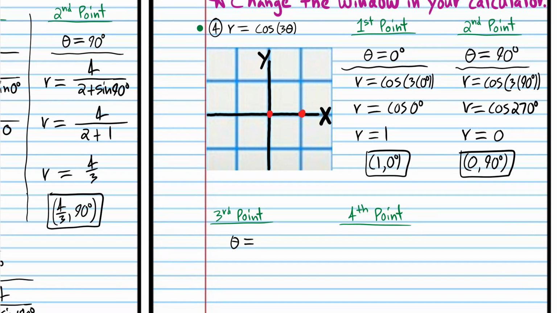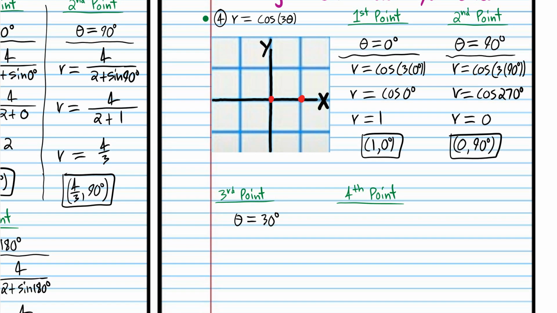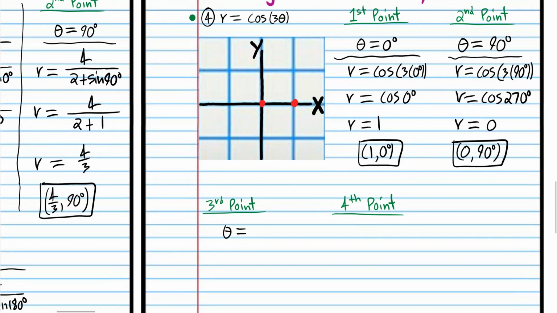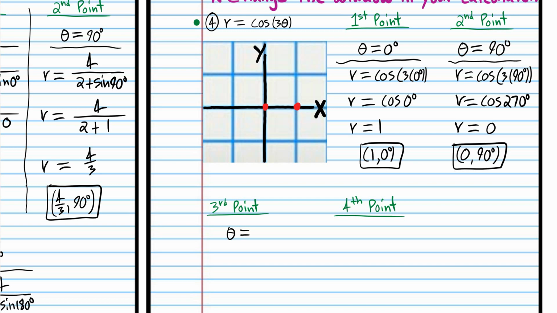So what should we choose now? We want to produce a quadrantal angle if we can. If we choose 30 degrees, that will give us a quadrantal angle, but that will just give us 0. Cosine 90 is 0, so that's not really going to do anything for us. If the r value is 0, we're just going to get the same point at the origin. So let's see, what else can we do here?